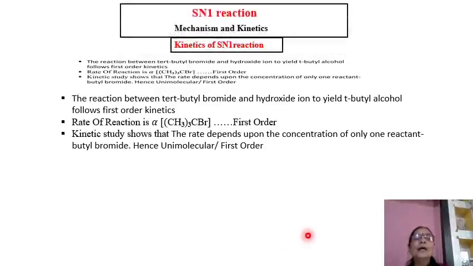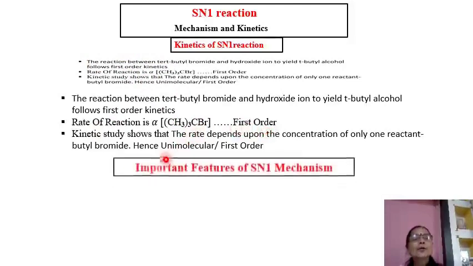Now, whenever we consider the kinetic study of this, the rate of reaction is directly proportional to the concentration of the tertiary butyl bromide. That means the rate of reaction depends on the concentration of only the substrate molecule, because the first step is slow. In the slow step, only breaking of the C-Br bond to form the carbocation takes place. The nucleophile concentration is not involved in the rate determining step. Hence, only one species is involved in the rate law. Therefore, it is a first order reaction and hence it is a unimolecular reaction.